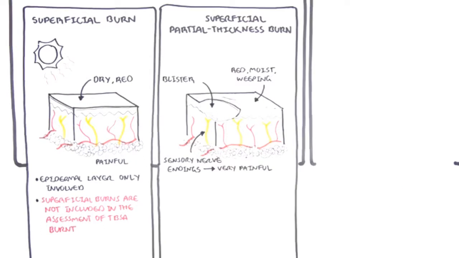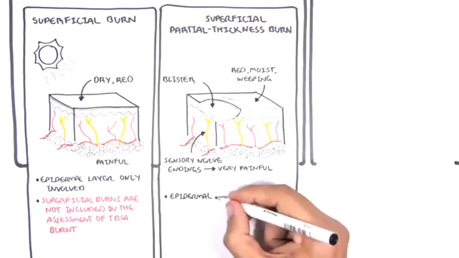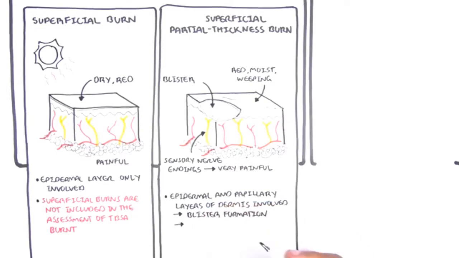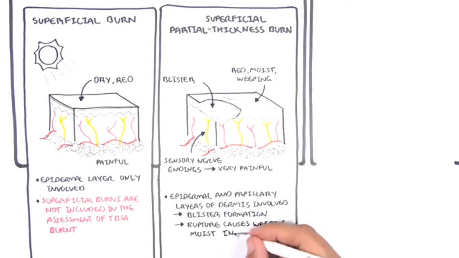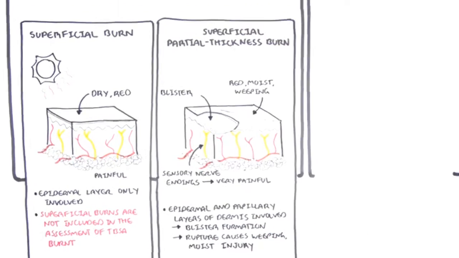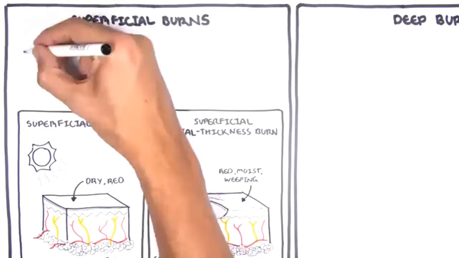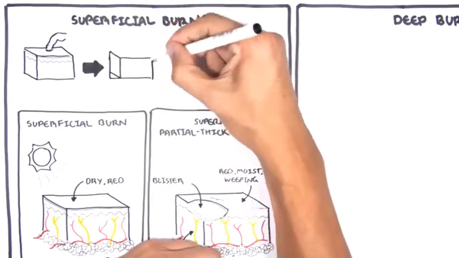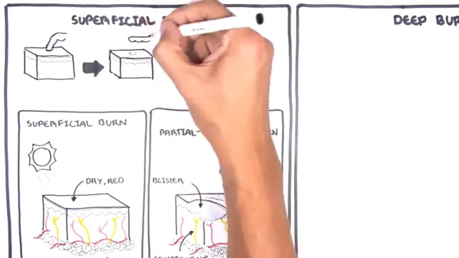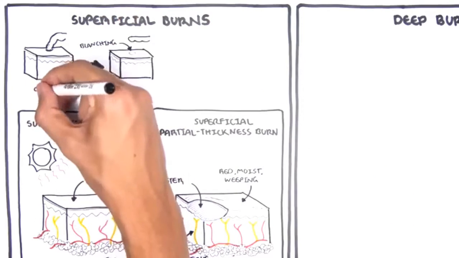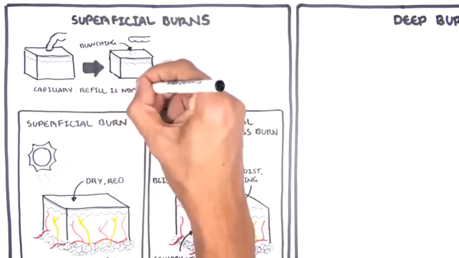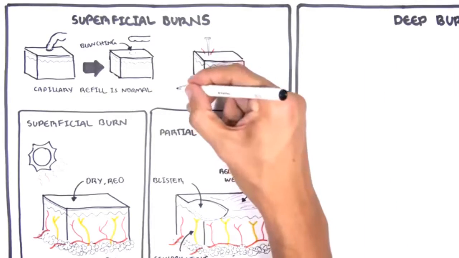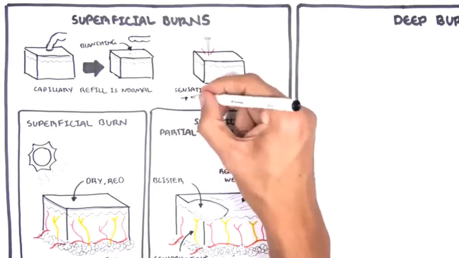Again, in superficial partial thickness burns, your epidermal and papillary layers of the dermis are involved. The important features here are blister formation and rupture of blisters, causing a weeping, moist injury. As mentioned before, and I will mention this again, superficial burns are characterized by a blanching injury. So when you press your finger on the area, the pressure will return to its normal color because of the normal perfusion. The other important aspect of superficial burns is that the sensation is still working. It is normal, and so you feel pain.